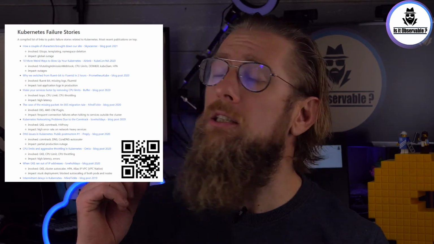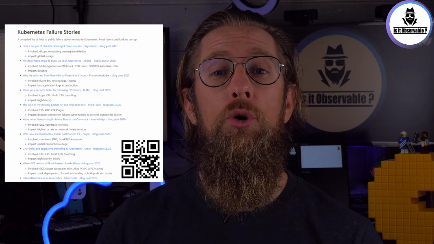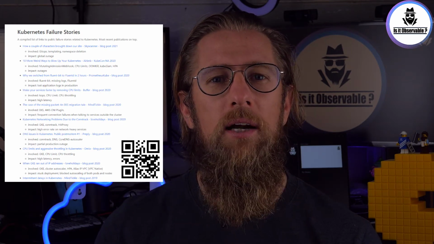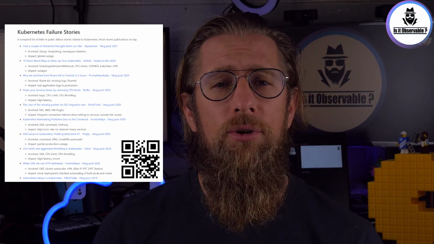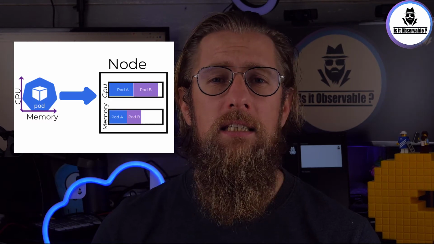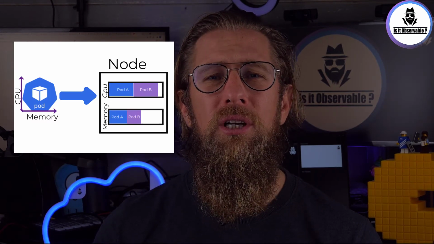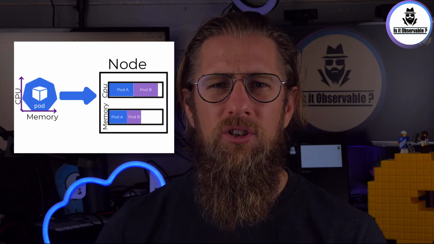So here is the link. You will find a lot of different stories shared by huge companies and very popular brands like Zalando or Airbnb, and most of those stories are related to requests and limits. Kubernetes schedules our workload on nodes based on resources. So defining requests and limits will basically help Kubernetes to schedule our workload.